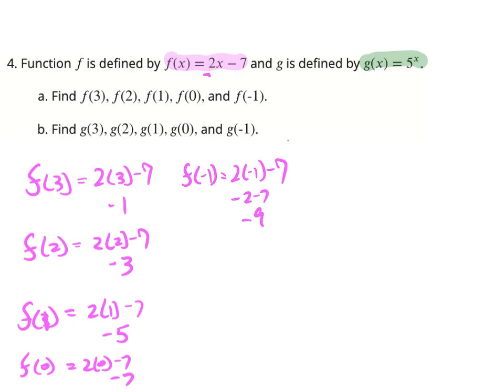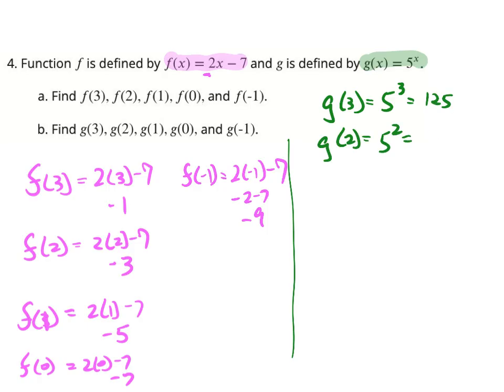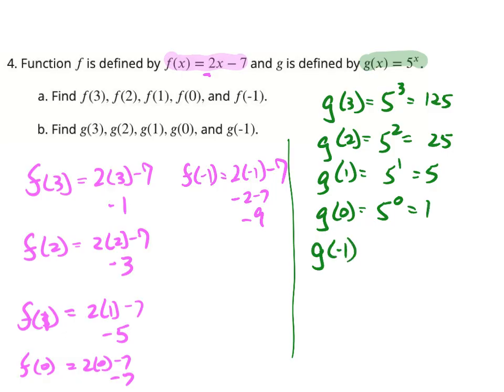And we're going to do G, so that was F. So G, let me put this in the calculator. G of 3 equals 5 to the 3rd power, which is 125. G of 2 equals 5 squared, which is 25. G of 1 equals 5 to the 1, which equals 5. G of 0 equals 5 to the 0, which equals 1. G of -1 equals 5 to the -1, which equals 1 over 5. We're going to come back to all of this when we get to exponent laws.